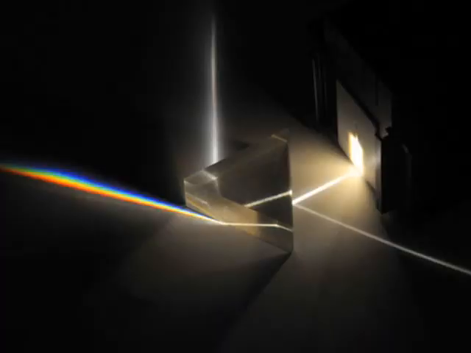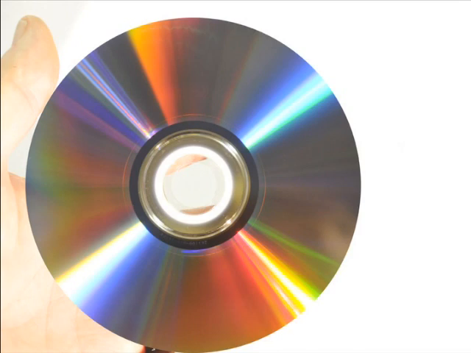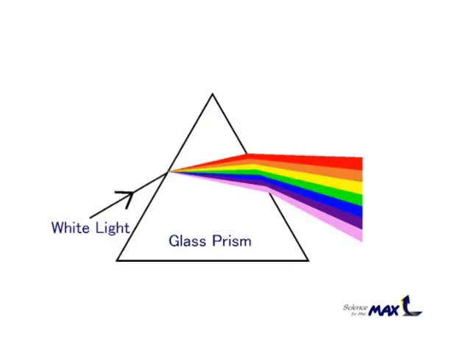Now, white light contains all the colors in it, although we can't see them. Isaac Newton used a prism to split white light into its colors, very similar to a rainbow. You may have played around with a CD like this yourself.